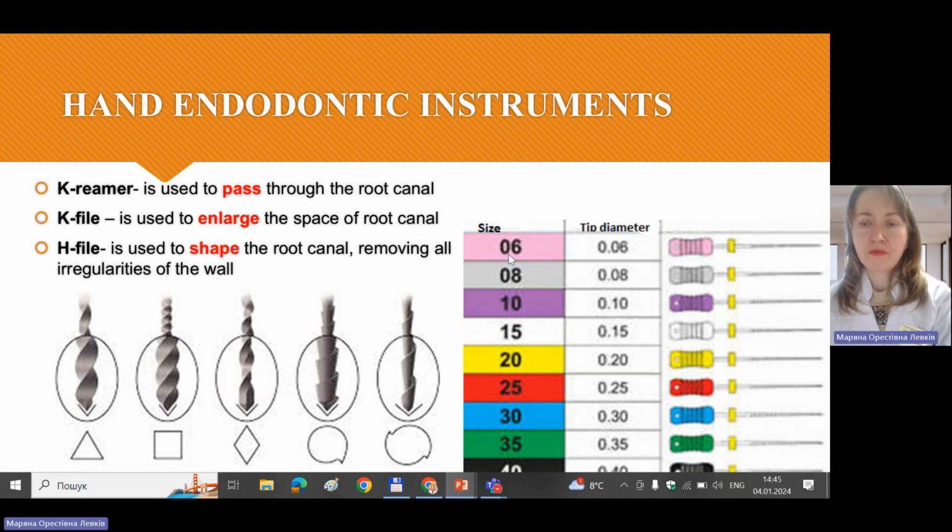Handles of endodontic instruments are colored by a certain color, and this color indicates the size of the tip diameter. You can see on this table the color coding of handles that indicates the tip diameter of the instrument, from the smallest to the biggest.